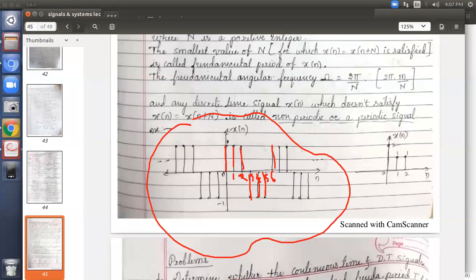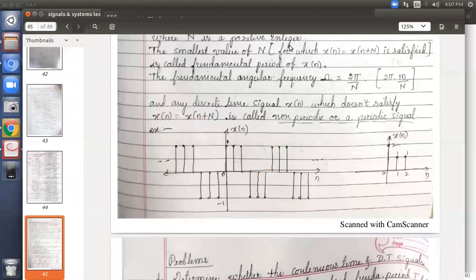Check. Period will be 0 to 1, 2, 3, 4, 5, 6. So totally the period value, that is capital N, is equal to 6. After these 6 units, the signal repeats. We can start at any point and decide.